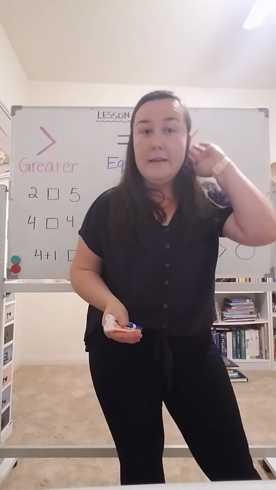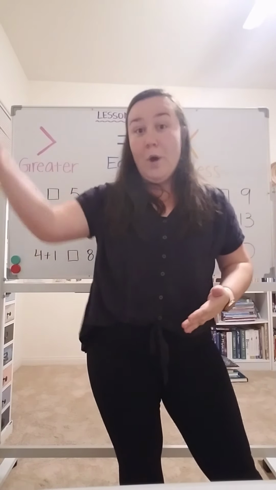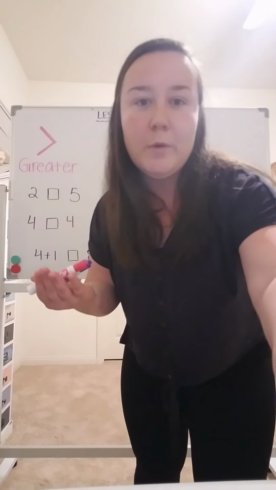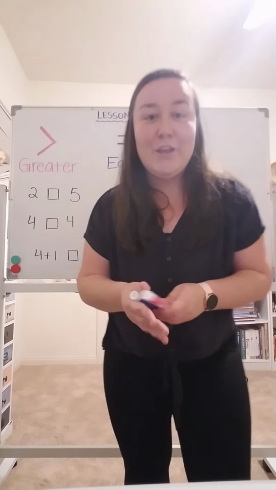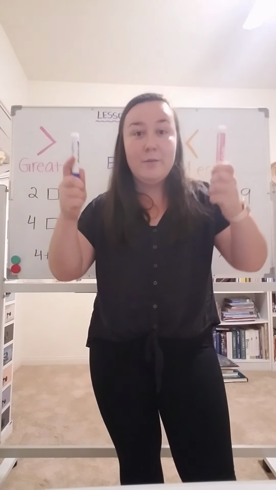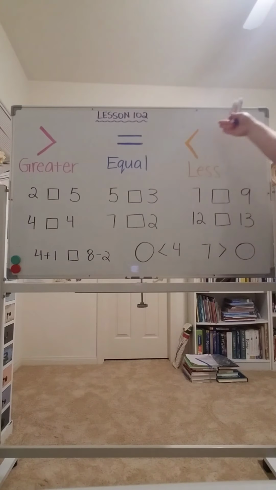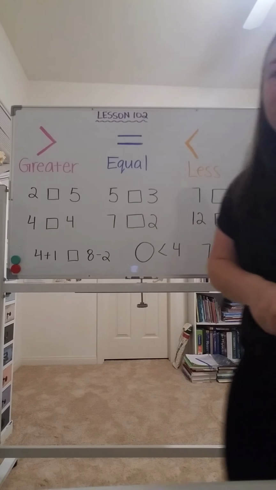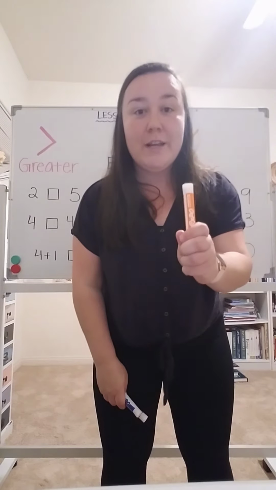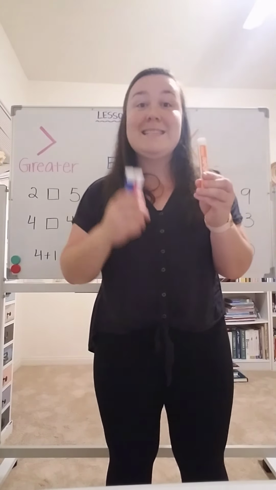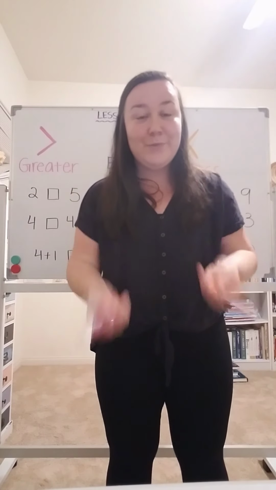Like if you had one apple here and one apple here, or let's do markers since I have markers. You have one marker here and one marker here. Well, they're both equal. We have one and one. One equals one, okay? And in orange, we have less, something that's less. I have one marker here and I have two markers here. Well, one is less than two, okay?